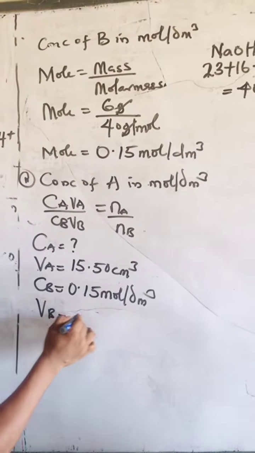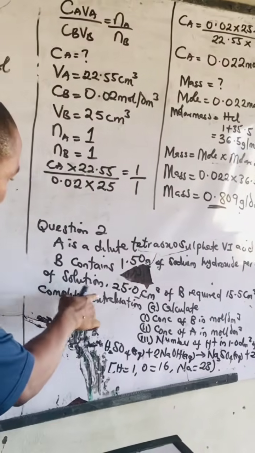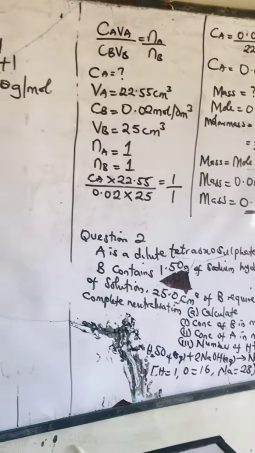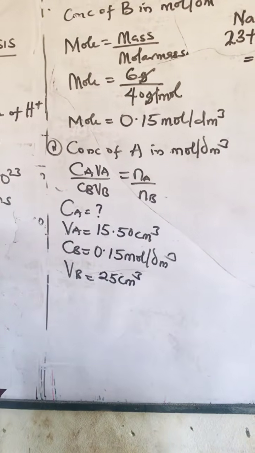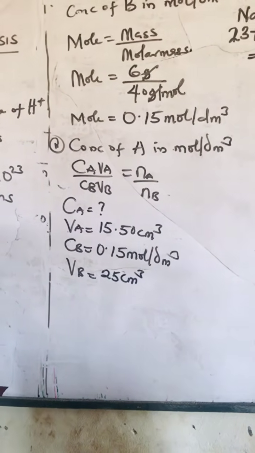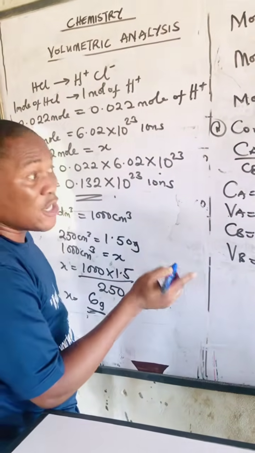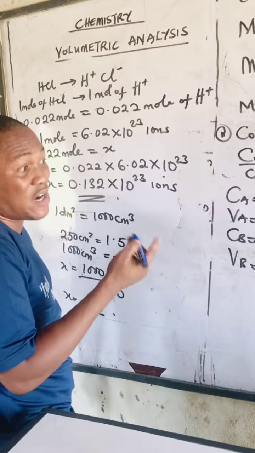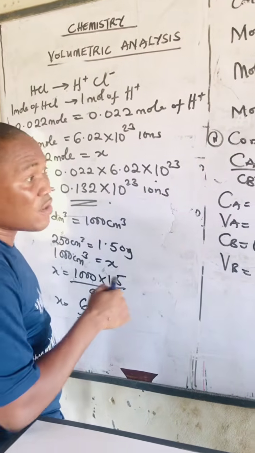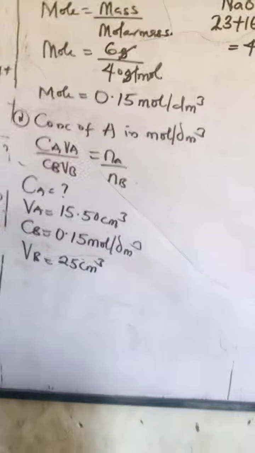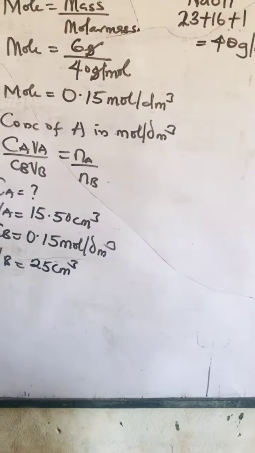The volume of base, we have that. Of solution, 25.0 centimeter cube of B. And what's the B? The base, which is sodium hydroxide, of 25 centimeter cube. Please read the question. Most times it is 25.0 centimeter cube of the base, but sometimes you can have 20.0 centimeter cube. So read the question very well to know the volume of base. Don't just assume it is 25. Read it and be sure it is 25.